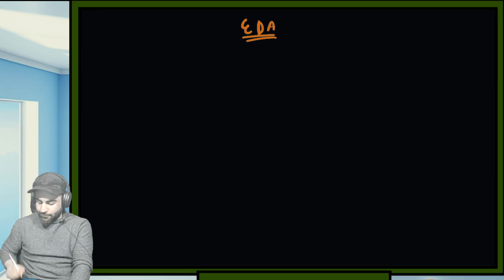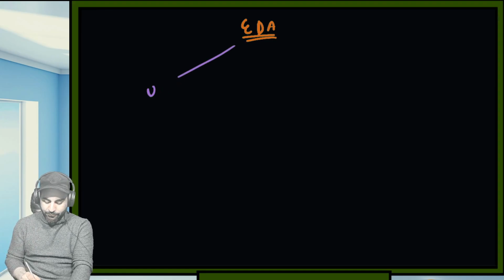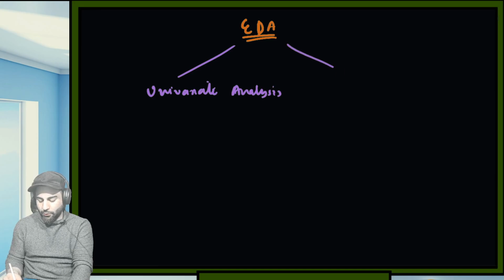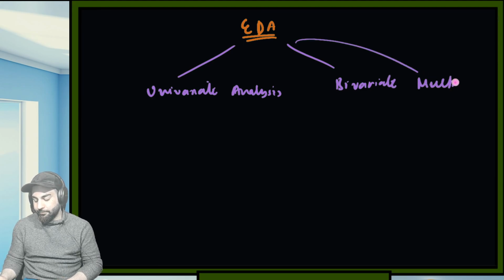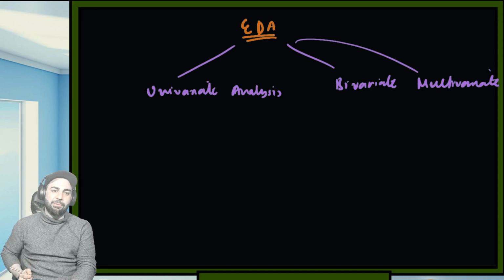There are different types of analysis. You can do univariate analysis, you can do bivariate, or you can do multivariate analysis. Okay, the meaning is pretty clear. So univariate basically means you will use just one variable to analyze things.